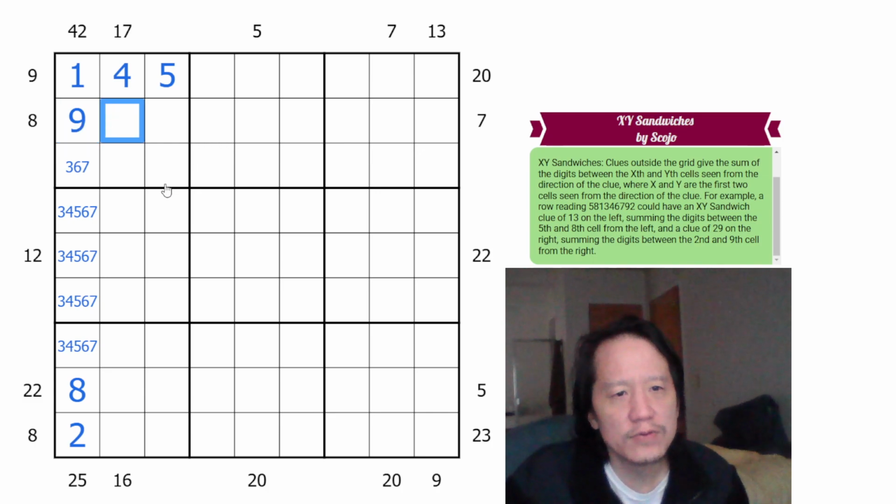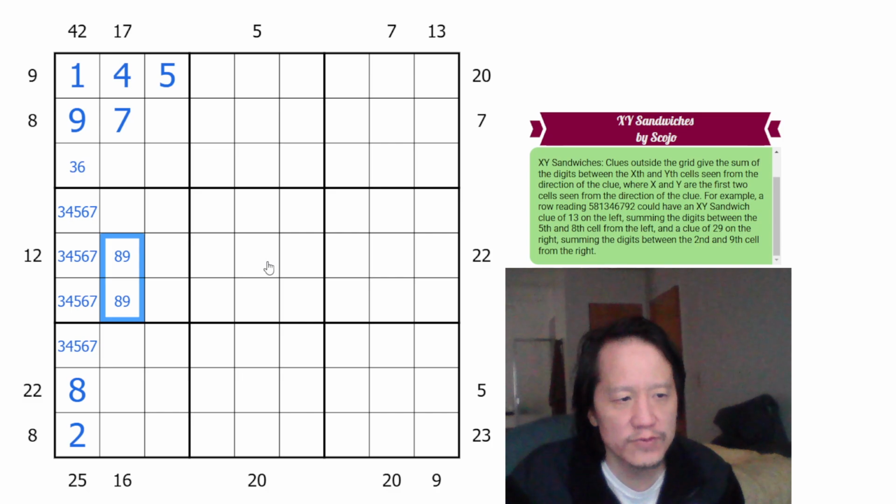Maybe this was the problem. Oh, it can't be 6, right? It can't be 4 and 6. So it has to be at least 4 and 7 or 4 and 8. And it can't be 9 and 8 here. Therefore, this has to be 7, right? Between 4 and 7 adds up to 17. So it must be 8 and 9, because those are the only 2 digits that can ever add up to 17 if it's unique.